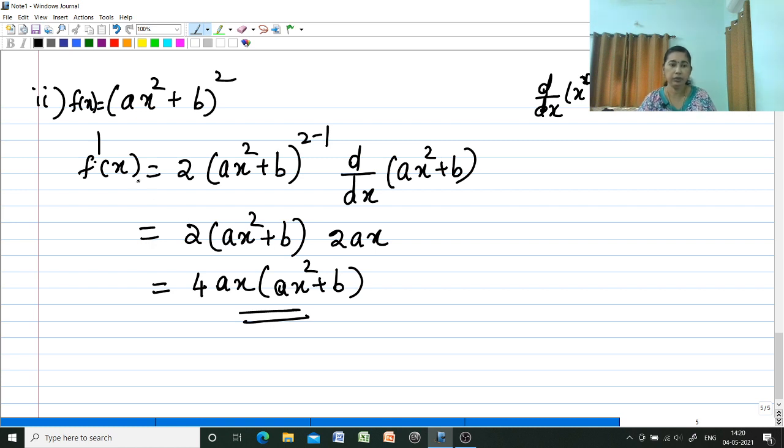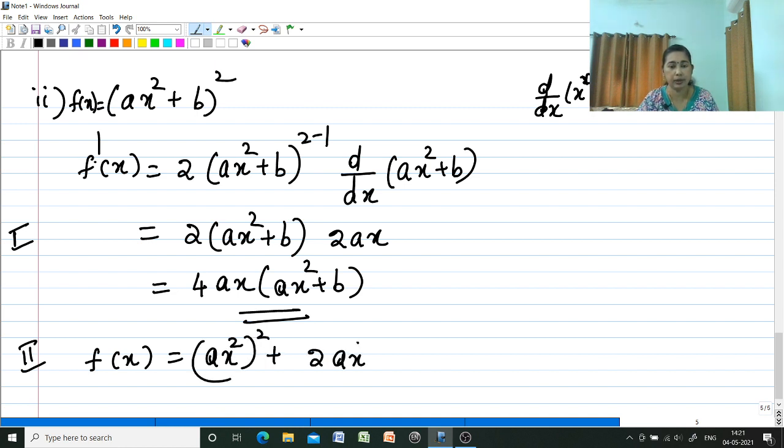So another way of doing this is by expansion. That is, you can expand this ax square plus b whole square. How can you expand? This is one method. Second method is this one. f of x can be written as, if you are expanding that, a square plus 2ab plus b square, ax square whole square plus 2ax square b plus b square, and that is a square x raised to 4 plus 2ab x square plus b square.